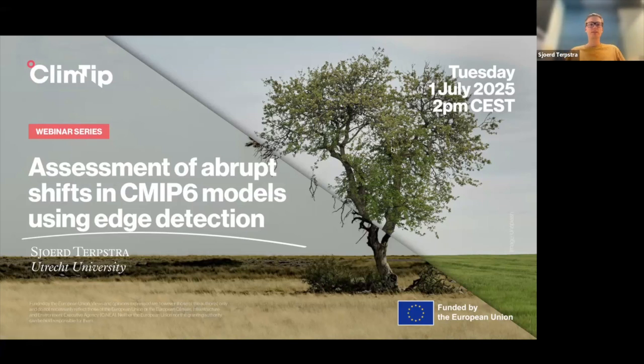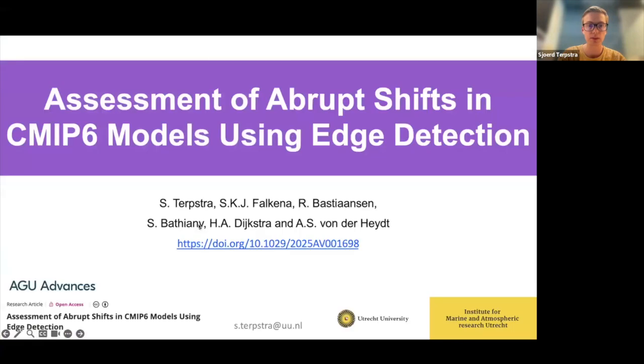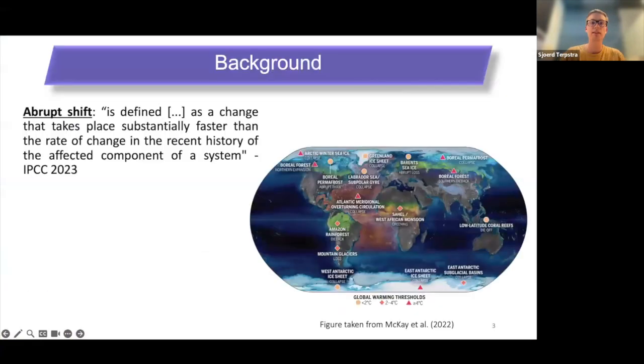Hello, everyone. I'll talk about the paper that we just introduced. It's the assessment of abrupt shifts in CMIP6 models using edge detection. So let's shift that slide. So it's a little bit of a background. What do we mean when we talk about abrupt shifts?